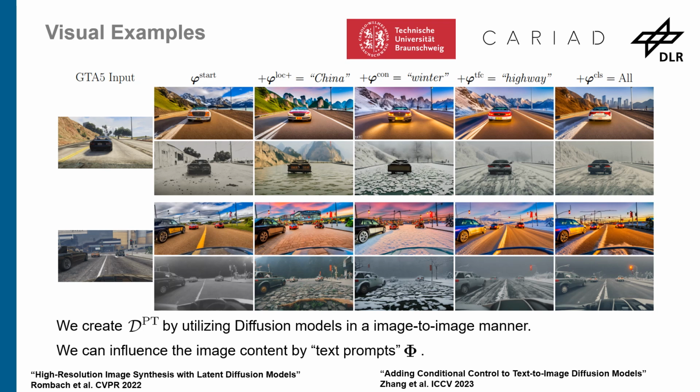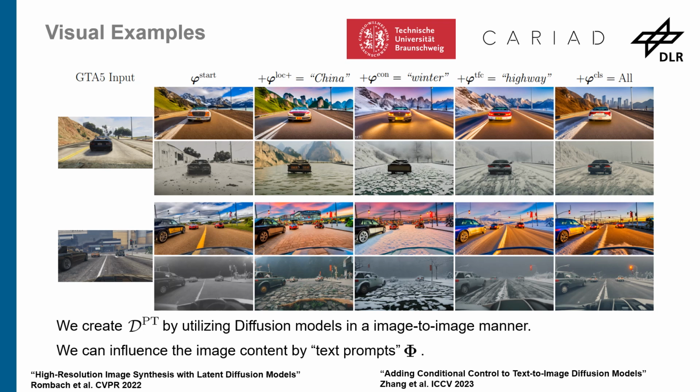This figure illustrates the capabilities of diffusion models. Given the synthetic GTA5 images we see on the left, the diffusion models can be utilized to create alterations that are controlled by the symbolic descriptions that we see on the top. For relevant symbolic priors, like, for example, here the country or the season or the traffic location, we can achieve quite good results. As we can see, the diffusion models alter the content of the images quite well with regards to the symbolic descriptions.